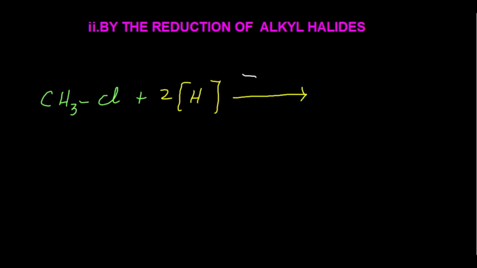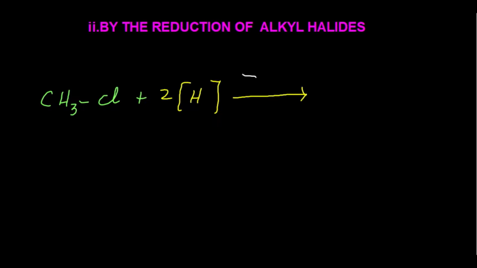Now students, we will see what reaction takes place. For example, we have methyl chloride, CH3Cl, as the alkyl halide, and zinc is used with aqueous HCl. What is the role of zinc students? Zinc reacts with aqueous acid and liberates nascent hydrogen. Nascent hydrogen means atomic hydrogen, right students? This atomic hydrogen is highly reactive.